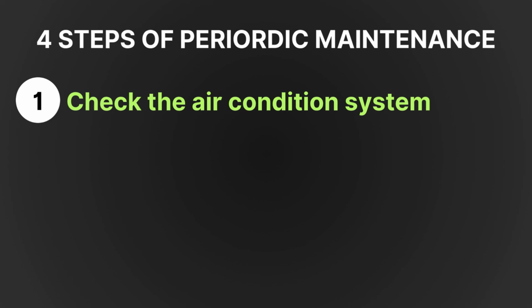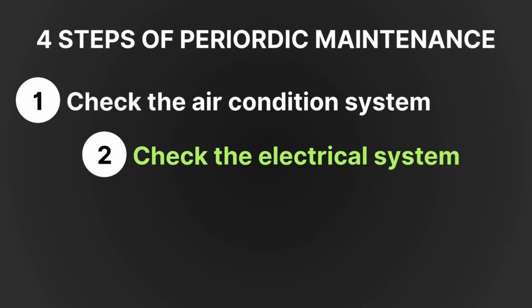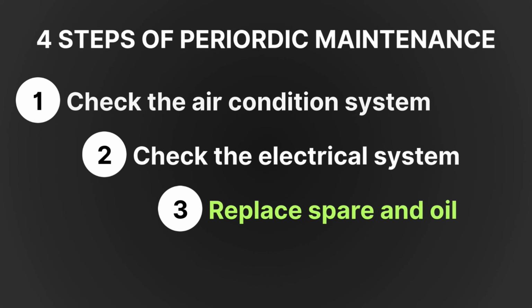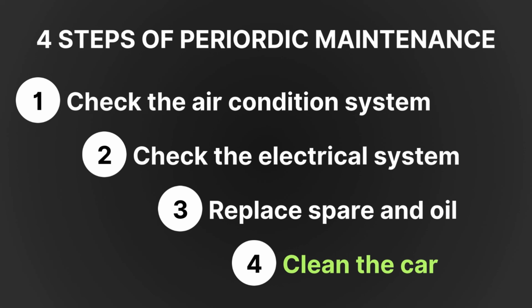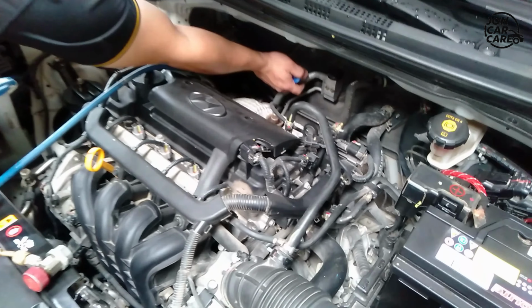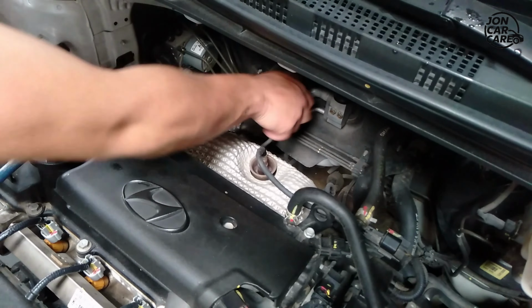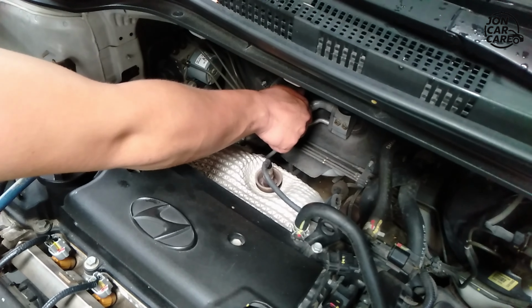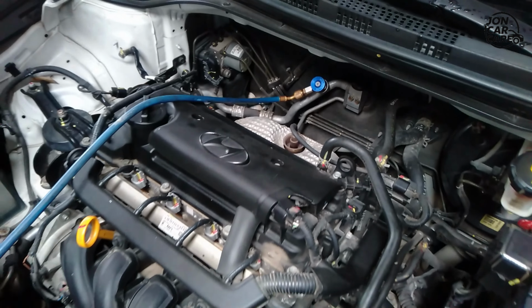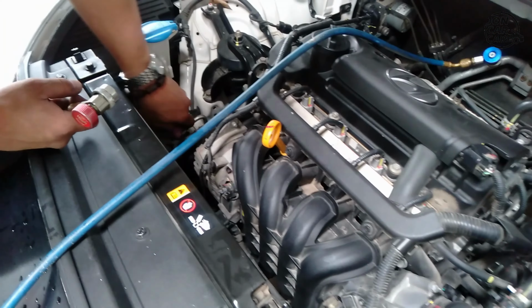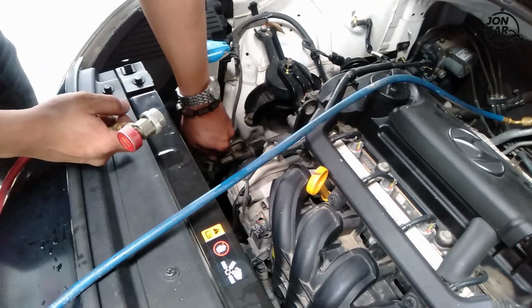The periodic maintenance process involves 4 main steps. Let's begin with step 1. The first step is to inspect the air condition system and recover the refrigerant from the vehicle. Open the hood and locate the high pressure H and low pressure L service ports of the AC system.